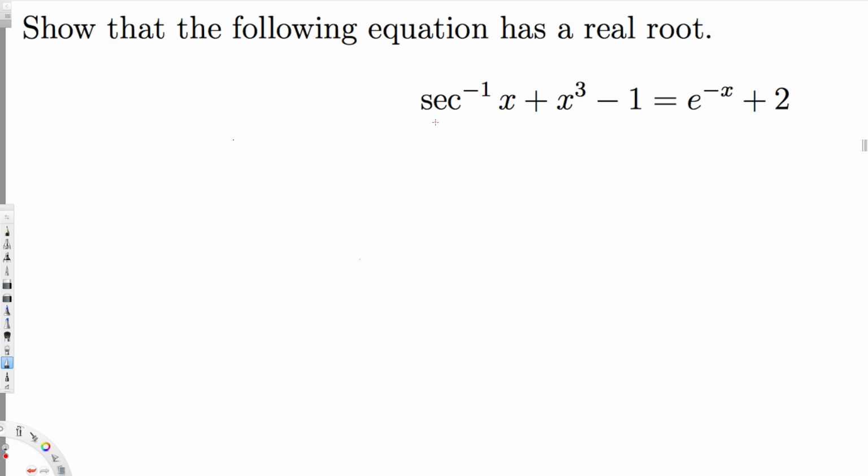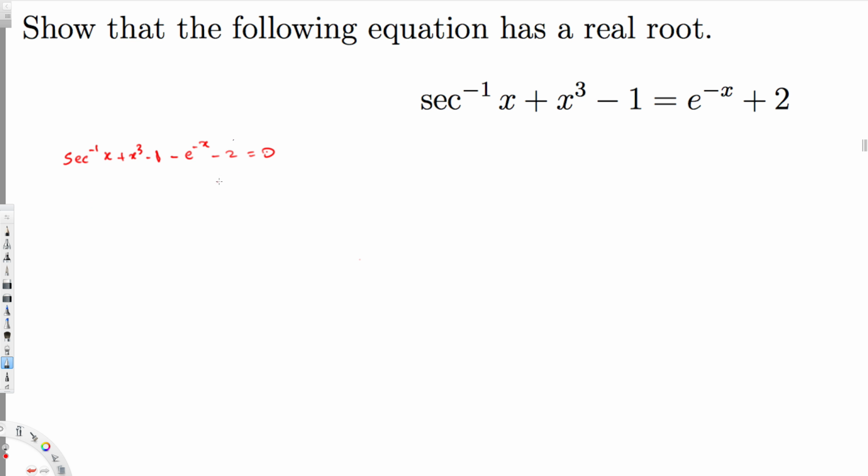In order to do that, the first thing I have to do is rearrange this equation into f of x format. To do that, I have to bring everything to one side. So sec inverse x plus x cube minus 1 minus e power minus x minus 2 equals 0. Now, minus 1 and minus 2 are numbers, so I can add them together, and I can also bring the e power minus x to this side, because that makes this equation less complicated. That's what we want, right?